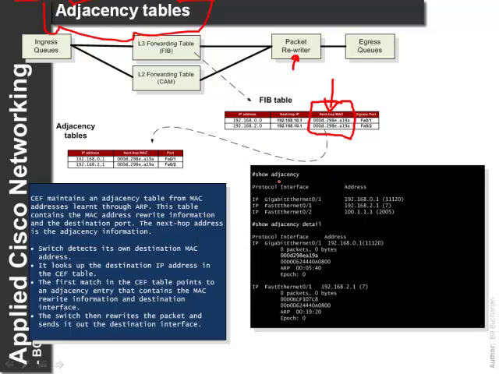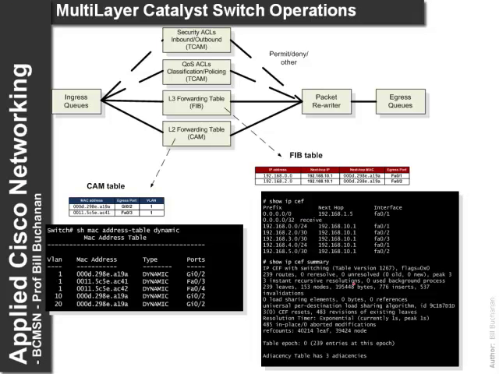So we can see here that we have a show adjacency command, and the show adjacency will actually show us the IP addresses of the ports which we are next to. We can also show the detail of it, and this shows the IP address, the packets we've received, and so on.